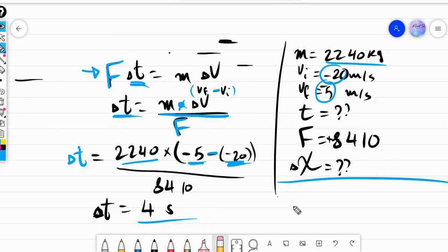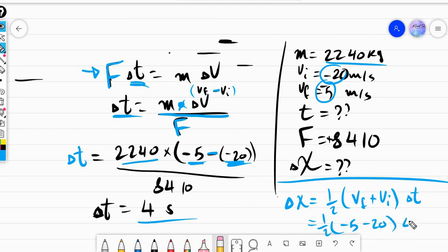How do we find the distance? Look for the formula of delta x. If you remember, we took it before for constant acceleration: delta x equals half times (Vf plus Vi) times delta T. Memorize this formula. We took it last semester for displacement with constant acceleration. Now we will use it to find delta x. Very simple: half times (negative 5 plus negative 20) times delta T equals 4. By the calculator, what do we get? Negative 50 meters. Negative means to the west. Okay, that's it.